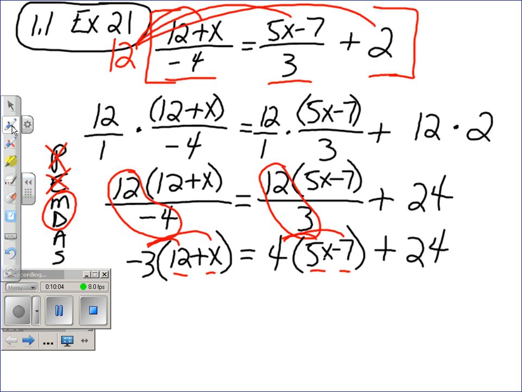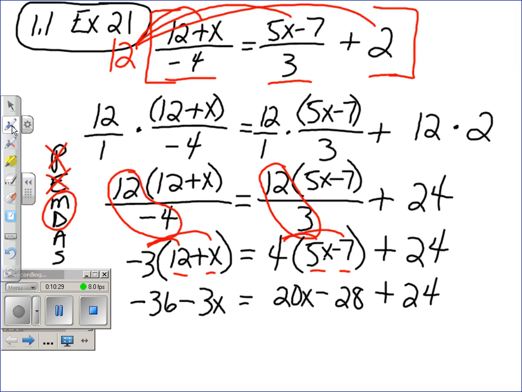So negative 3 times 12. 3 times 12 is 36, and a negative times a positive is a negative. 3 times x is 3x, and a negative times a positive is a negative, so minus 3x equals 4 times 5x is 20x. Positive times positive is positive, so I just leave it alone. 4 times 7 is 28, and a positive times a negative is minus, or negative, and my plus 24 comes down.